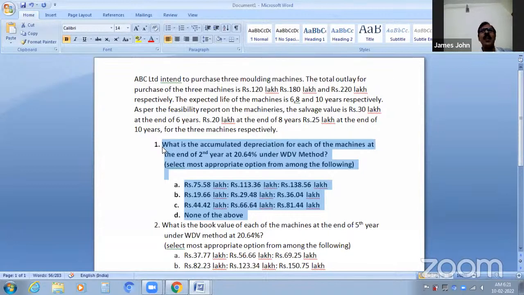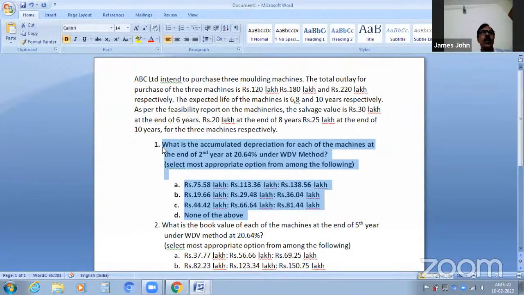You are more worried about A, B, or C. Look at how you are reaching the answer. What is the question? The question is, what is the accumulated depreciation? There can be two questions: what is the accumulated depreciation, or what is the book value or written down value. These two are different. Suppose the cost is 1 lakh and the accumulated depreciation is 30,000. What is the book value? 1 lakh minus 30,000 means 70,000, isn't it?